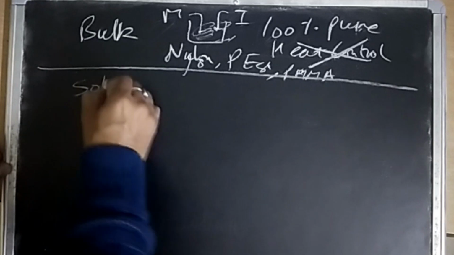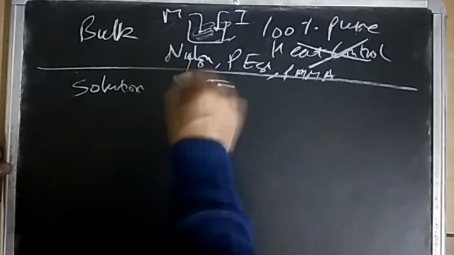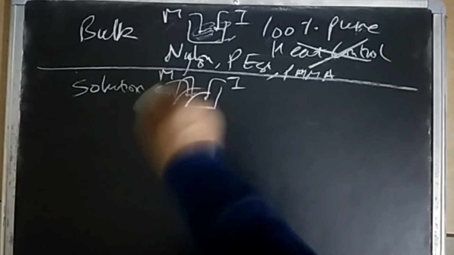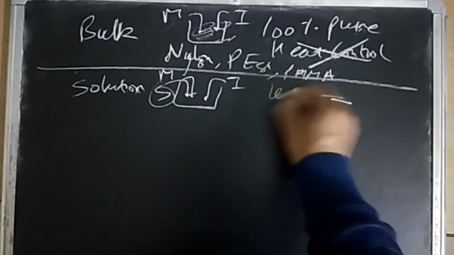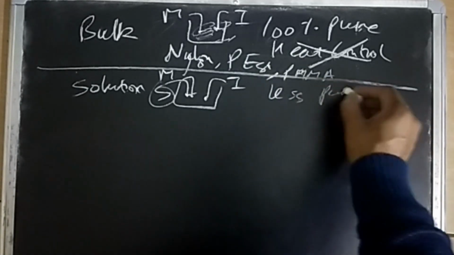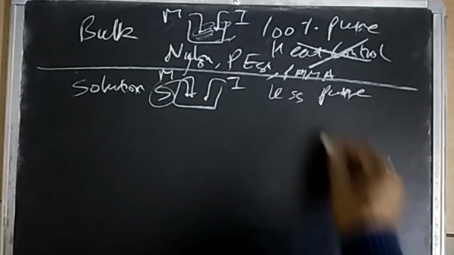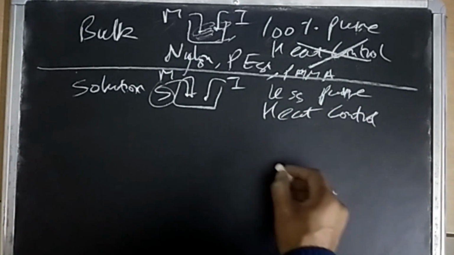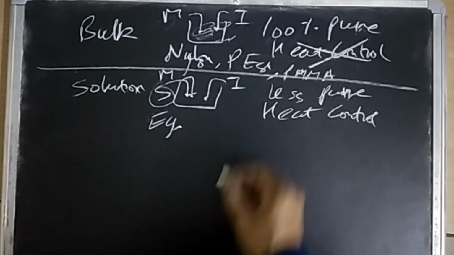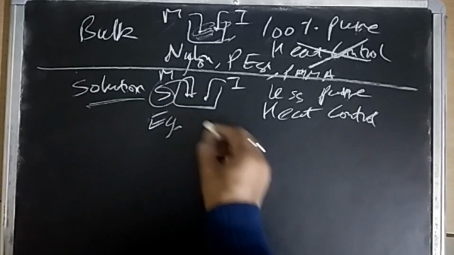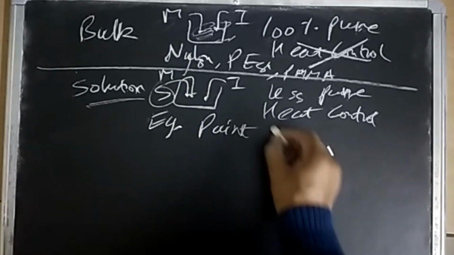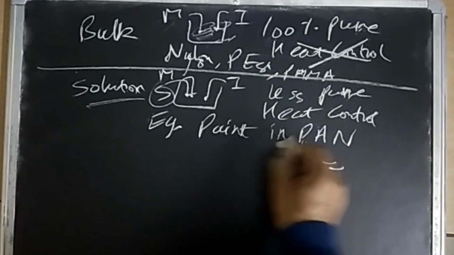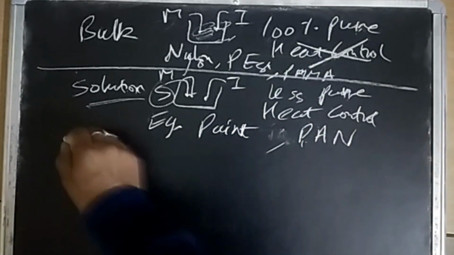Next we have solution. In solution there is again this beaker, we have monomer, initiator, but now we have a solvent as well. Now this solvent makes it less pure because obviously the solvent is also there. But one thing it does, it gives a good heat control. One way to remember the examples is: solution is paint. So remember this by paint and PAN. PAN is polyacrylonitrile. So paint and PAN are two famous examples.